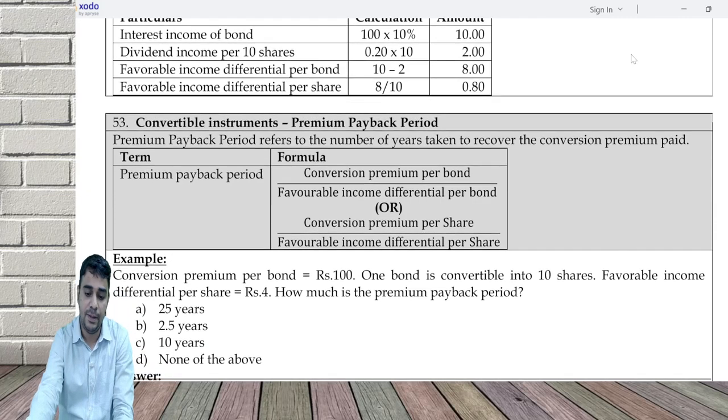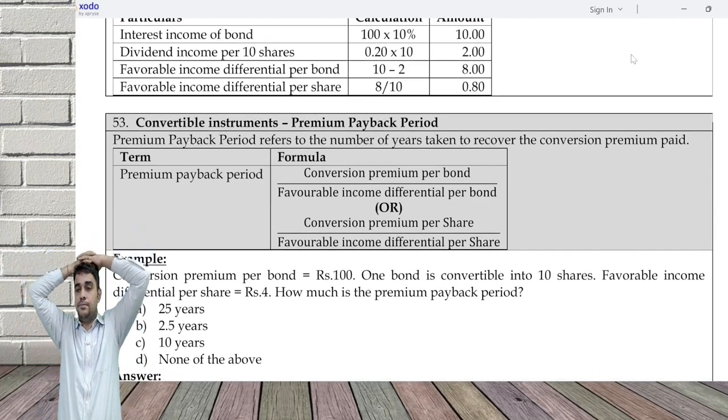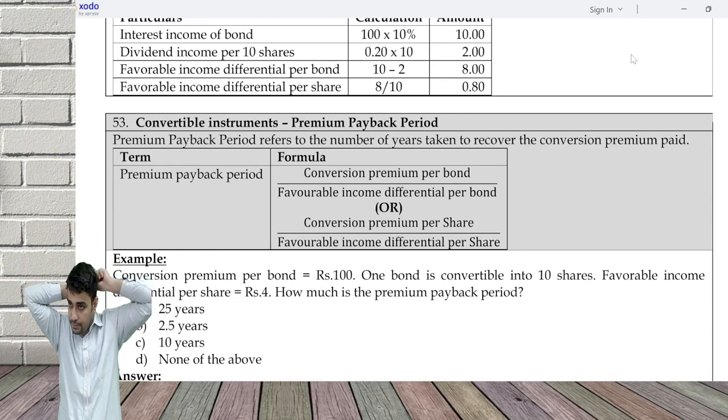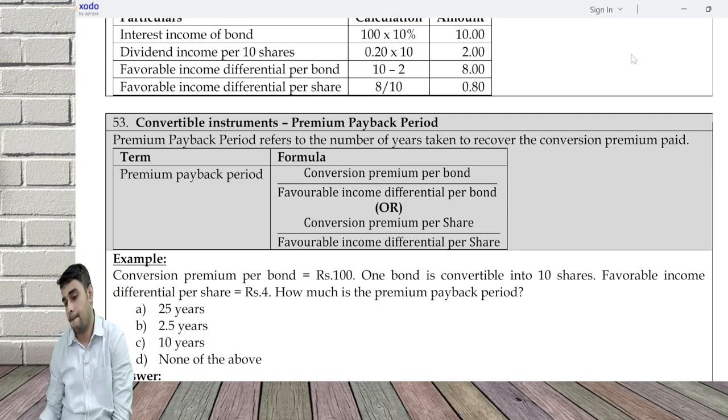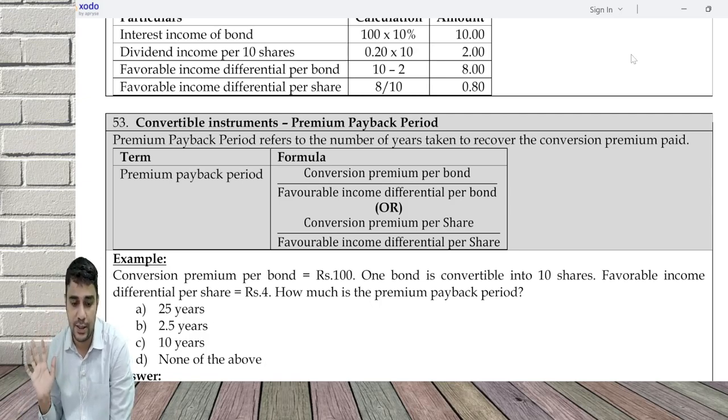In this example, tell me the premium payback period. Per bond is 100 rupees extra. Favorable income differential per bond is 4 into 10, 40. 100 divided by 40, or convert 100 as 10, 10 divided by 4. Consistency needs to be there in the calculation. Any doubts on this?